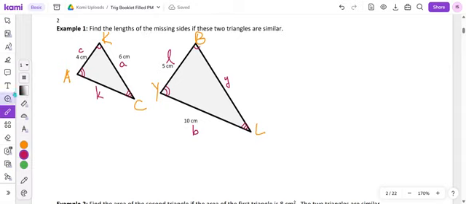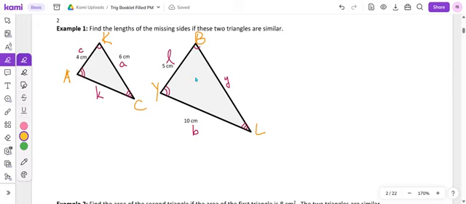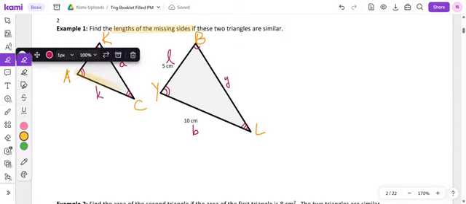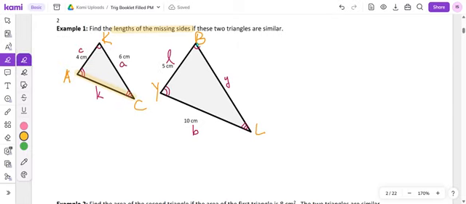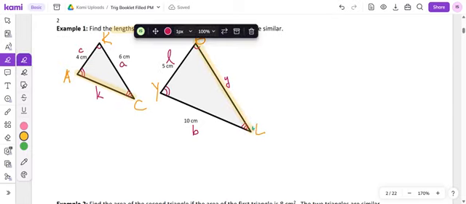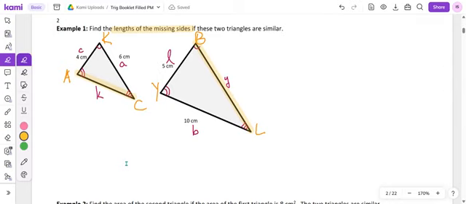And what am I supposed to do? Let's read the question carefully and highlight. I'm still noticing on the test, some people are not reading the question carefully. So let's read it carefully. Find the length missing sides. And let's highlight on the diagram what it is we're trying to solve for. Right? There's 2 sides that are missing.